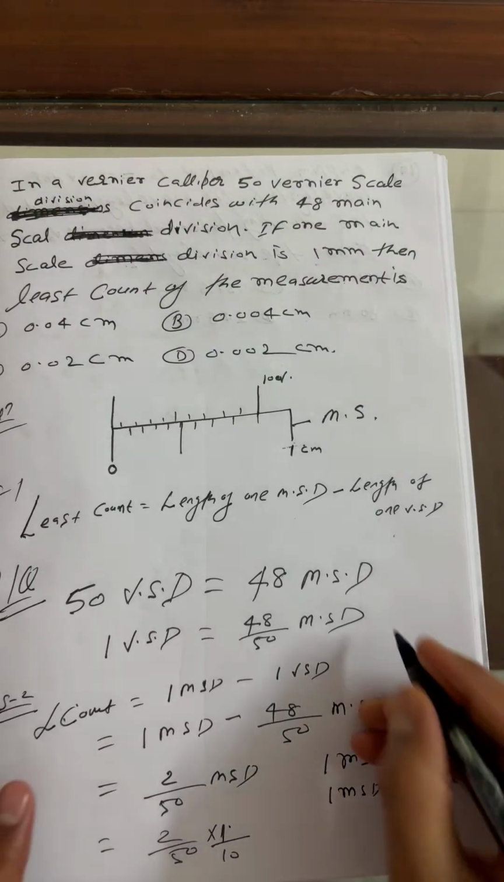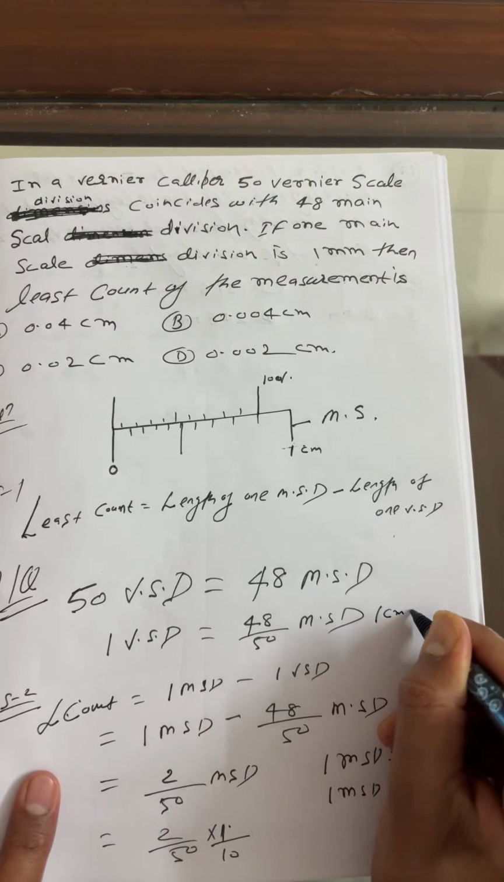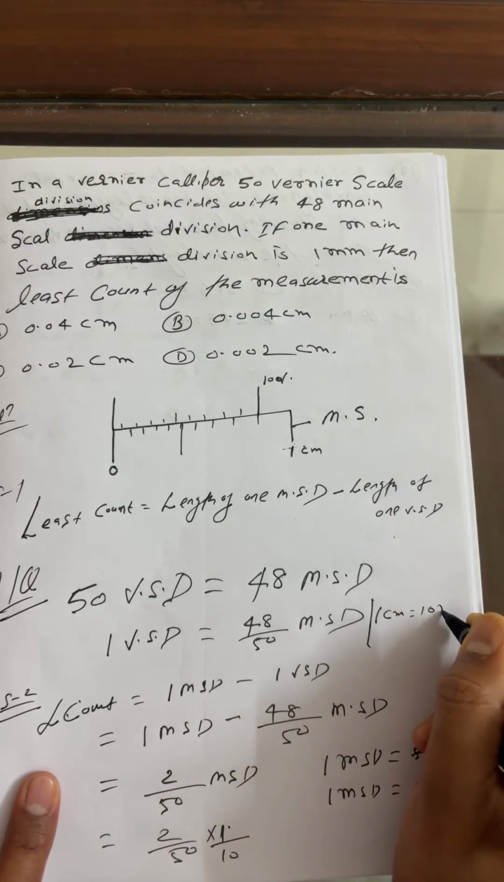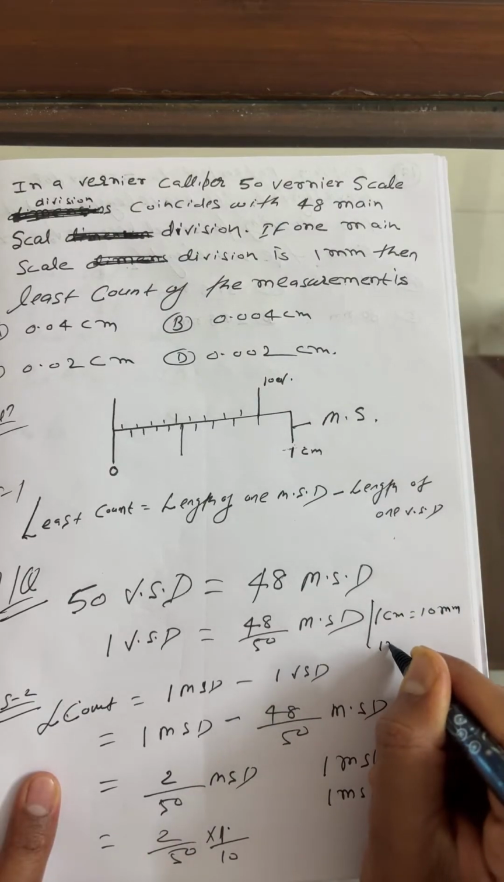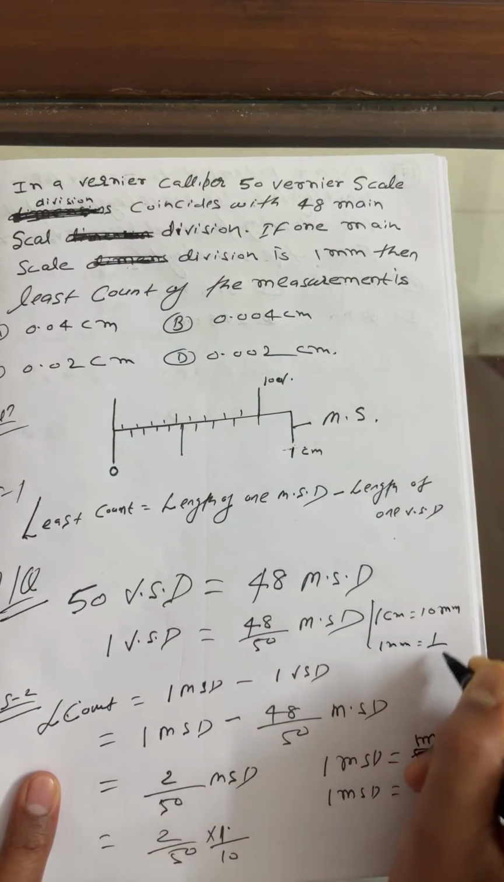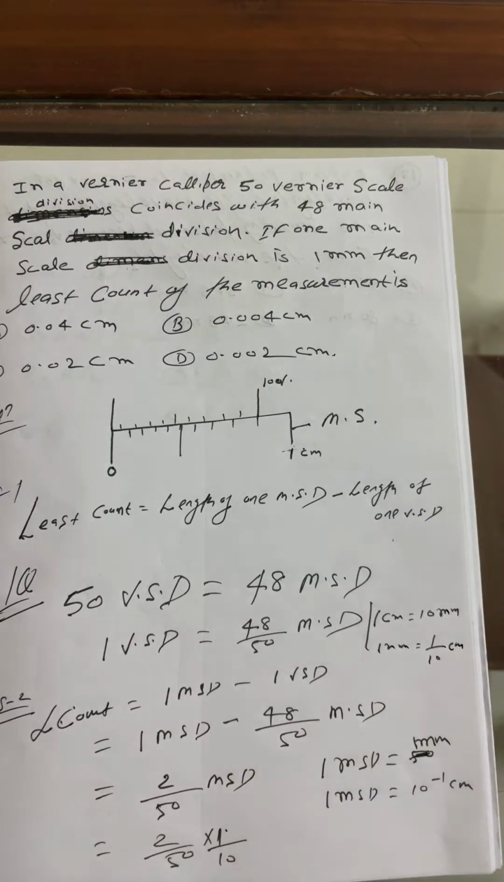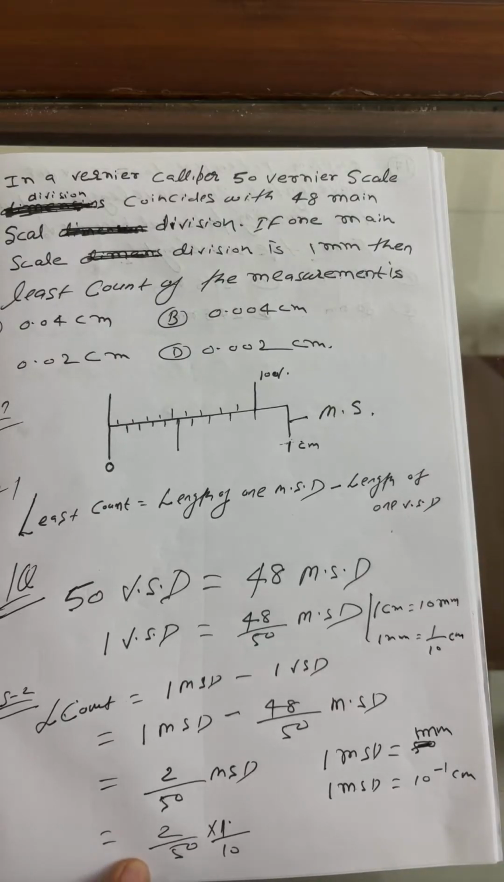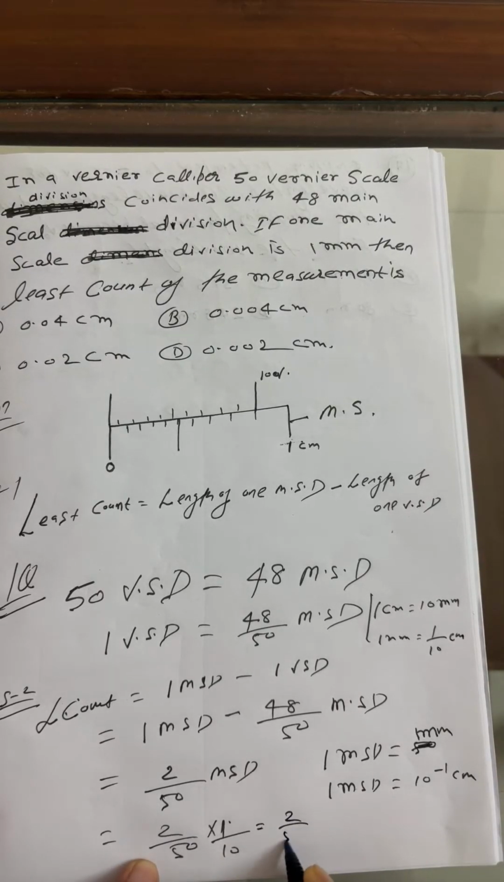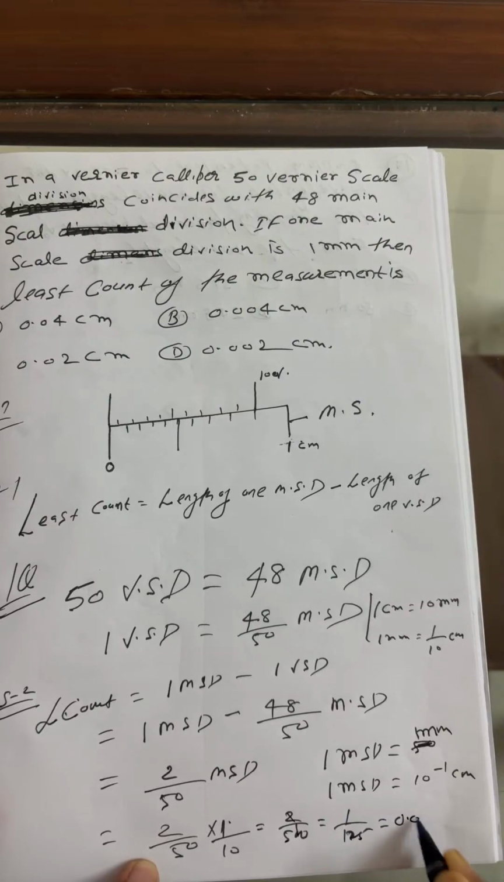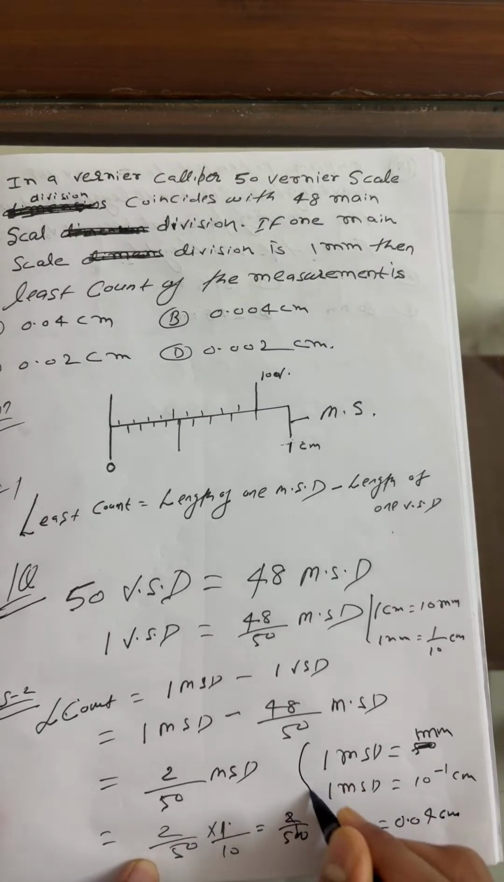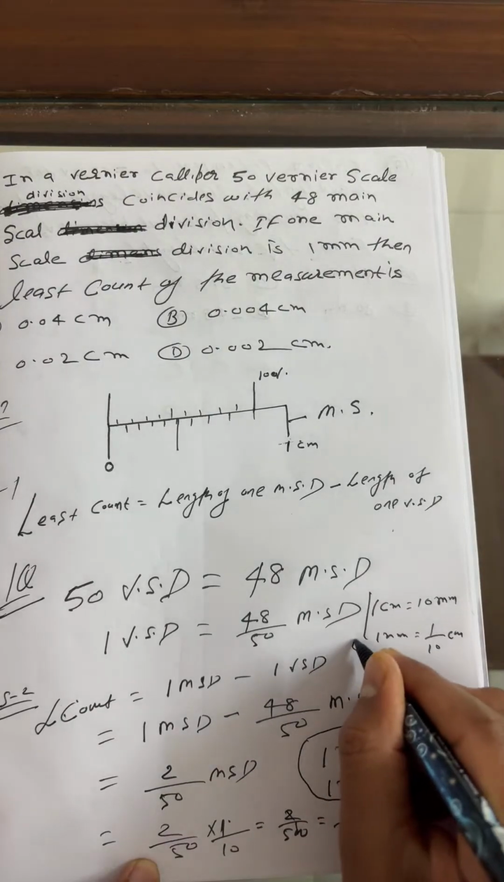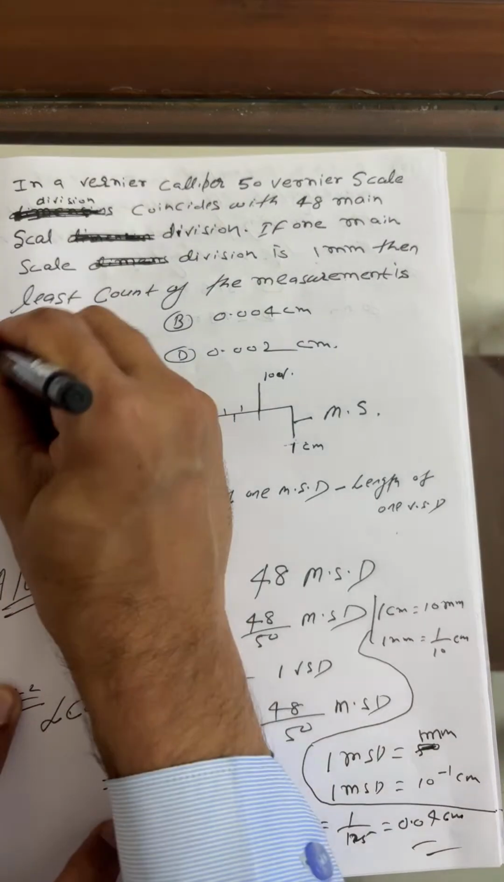1 mm, no, because 1 centimeter is equal to 10 mm. So 1 mm, what can you write? 1 upon 10 centimeter. Simple. What's the big deal? Okay, fine. Now, you will get 2 upon 500. So this is 1 upon 125, which is 0.04 centimeter. Hence, option A is correct.